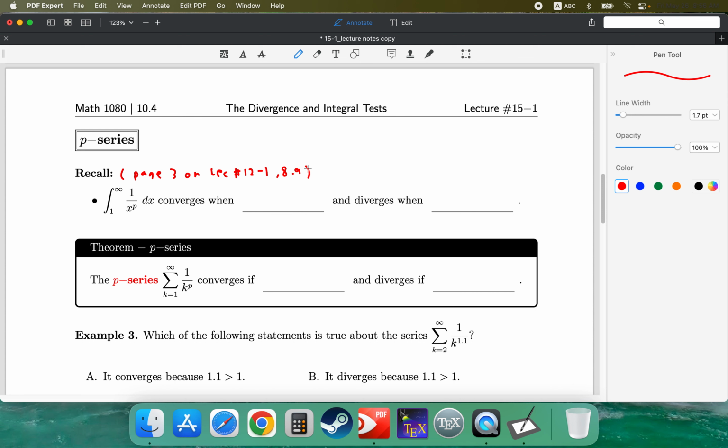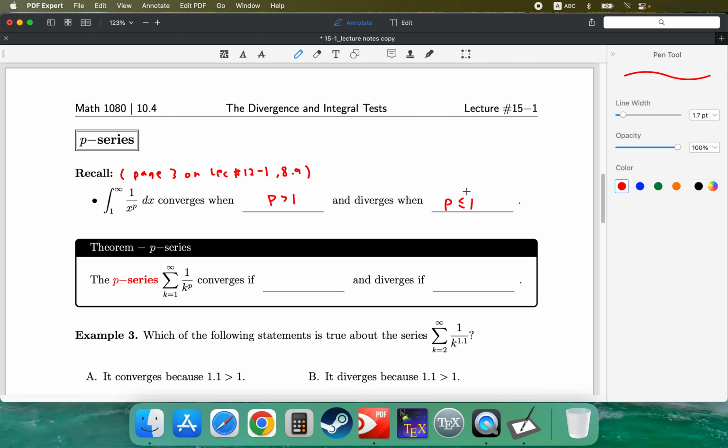In that lecture, we talk about the comparison test for improper integrals, and we talk about this improper integral. We say that 1 over x to the pth power will converge when we integrate from 1 to infinity. This improper integral will converge when p is greater than 1, and it will diverge when p is less than or equal to 1.